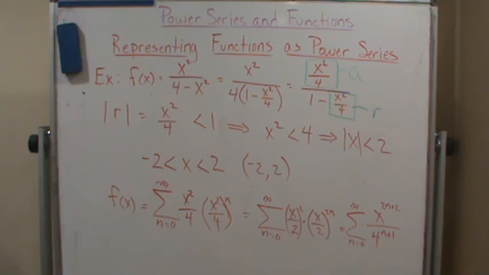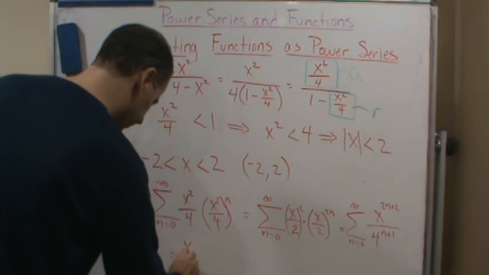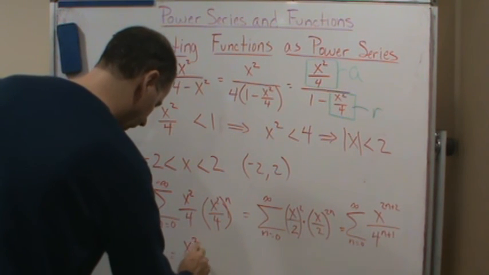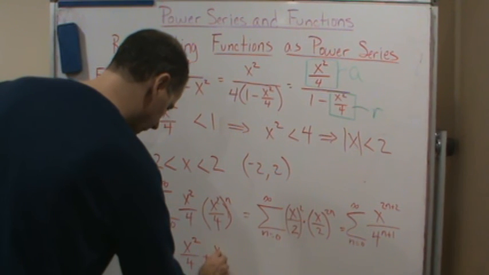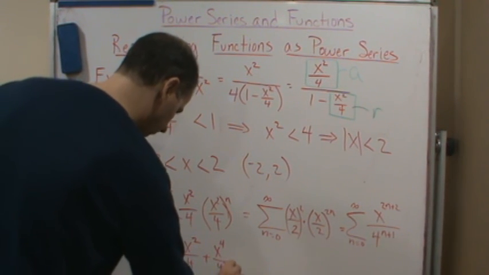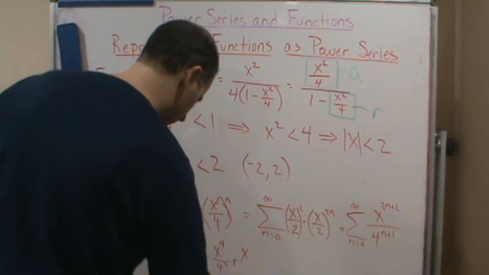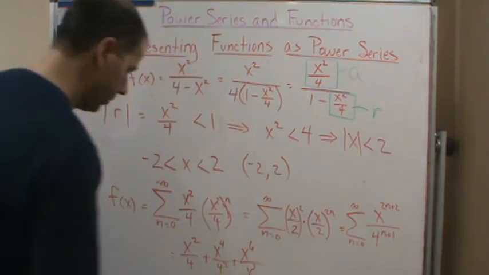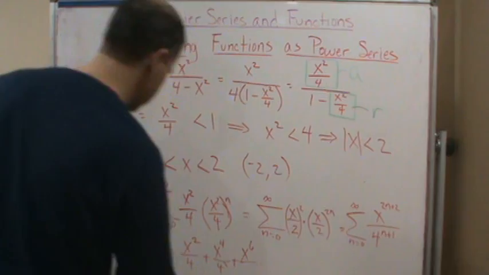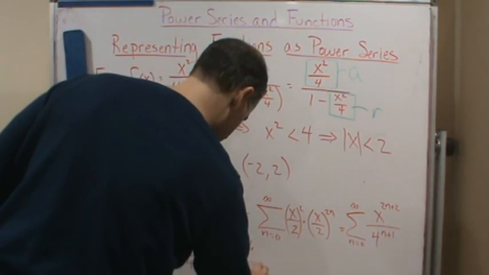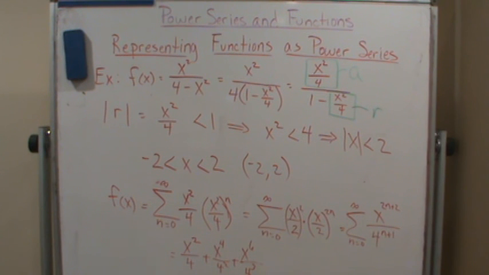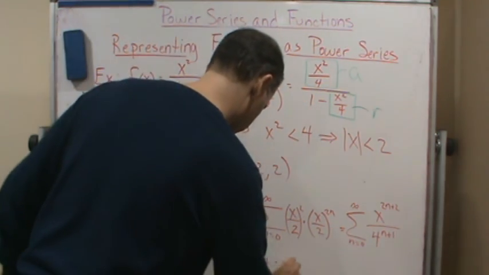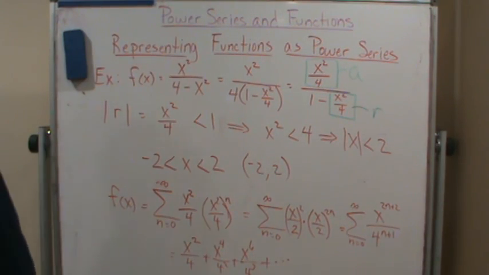And then if we wrote out some of the terms, we get x squared over 4 plus x to the 4th over 4 squared plus x to the 6th over 4 cubed, and so on. And there you go. Have a great day.